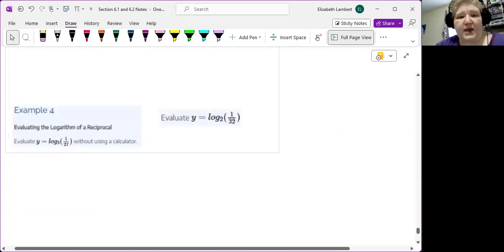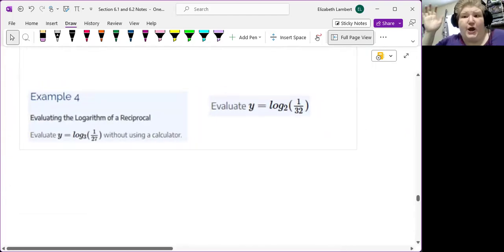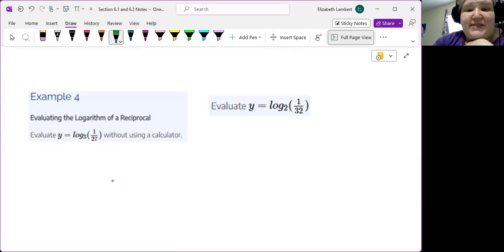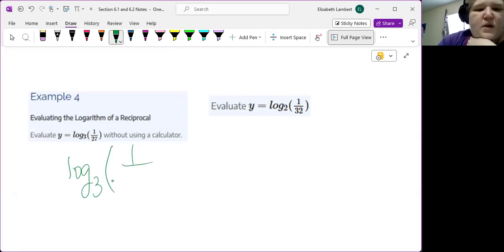Ooh, now we have logs of reciprocals. Oh no! All right. So another way to look at this is to mess around with the number inside. So 27 is 3 times 9. 9 is 3 times 3. So 27 is 3 to the third. So this is really log base 3 of 1 over 3 to the third.